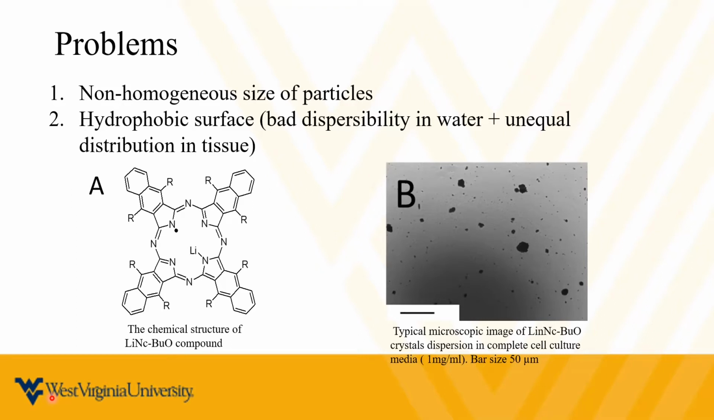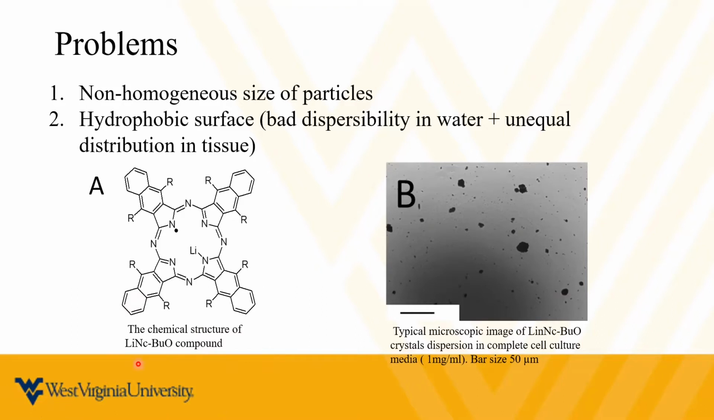For oxygen imaging experiments, it's extremely important to have a uniform particle size. A particle with a diameter twice as large will provide a signal intensity that is 8 times higher. This results in particles with larger diameters overshadowing signal from the smaller ones. Then, because of the hydrophobic surface, the probes are not able to disperse in water homogeneously, have an equal distribution in tissue, and be biocompatible within the tissue.